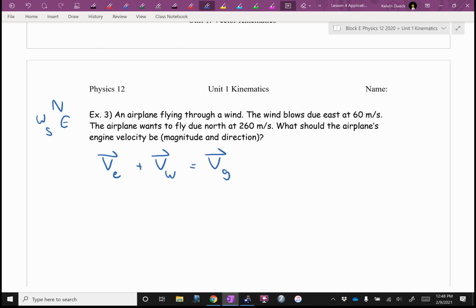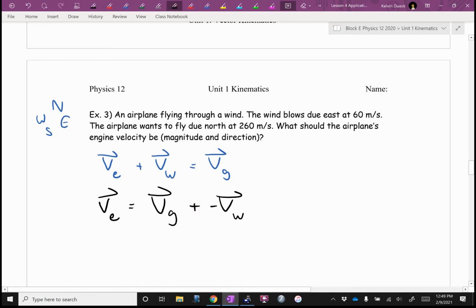What does this want me to find? VE. How would I get the VE by itself? How would I move the VW over? Subtract, you say. So you're telling me that the engine velocity is going to be the ground velocity minus the wind velocity? Sure, yes. Except how do I subtract vectors? I don't. What do I do instead? Do you remember? So I'm going to write this as plus, and then I'll put a negative right there.